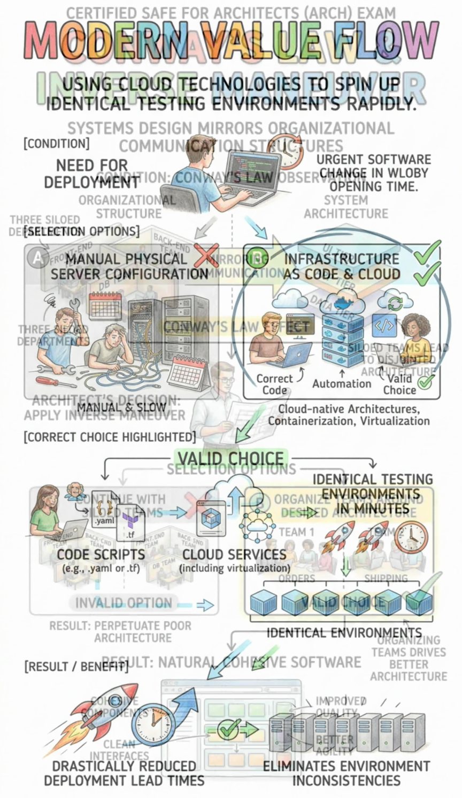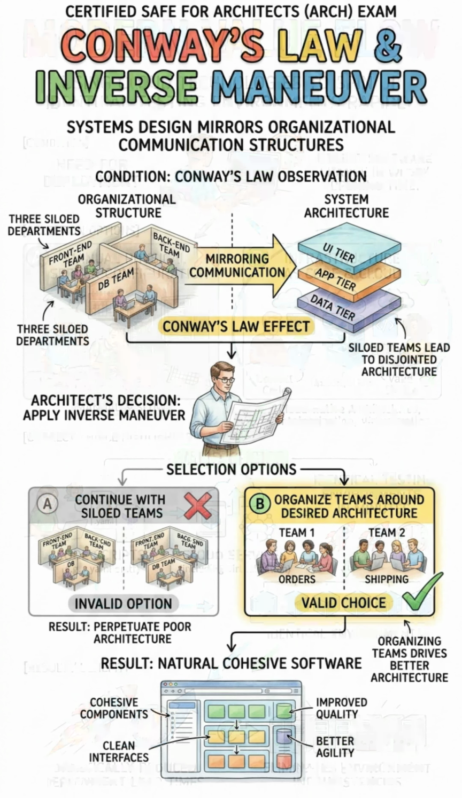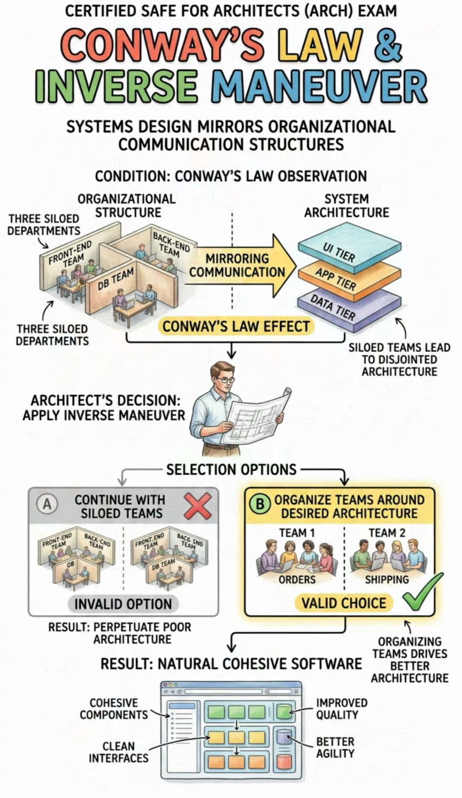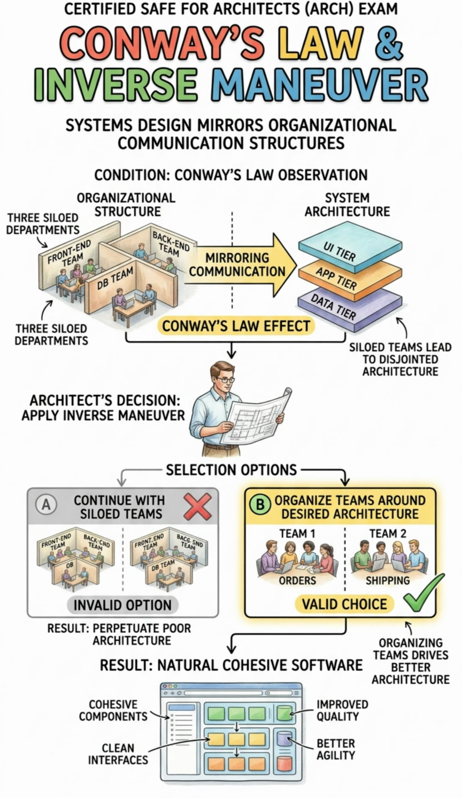A fascinating concept you need to know for the exam is Conway's Law. This law states that organizations design systems that mirror their own communication structures. If your company has 3 heavily siloed departments, you will likely end up with a disjointed, 3-tier architecture. As an architect, you must use the inverse Conway maneuver, organizing agile teams around the desired architectural boundaries to naturally produce better, more cohesive software.